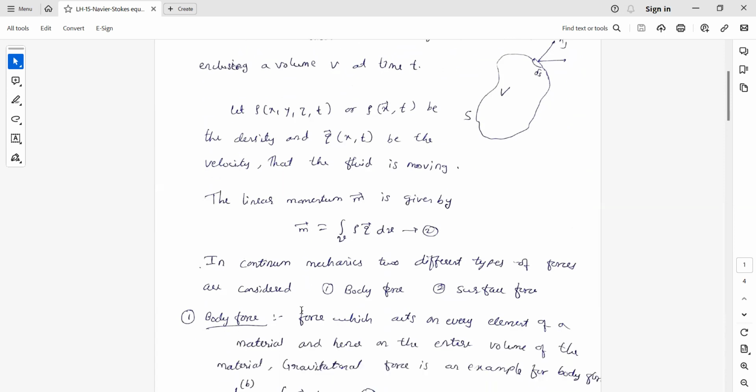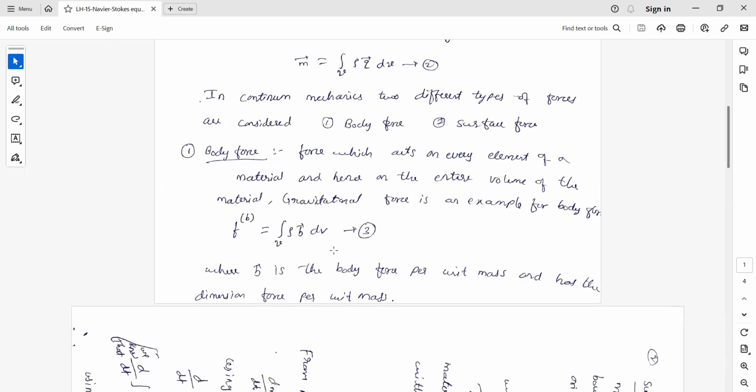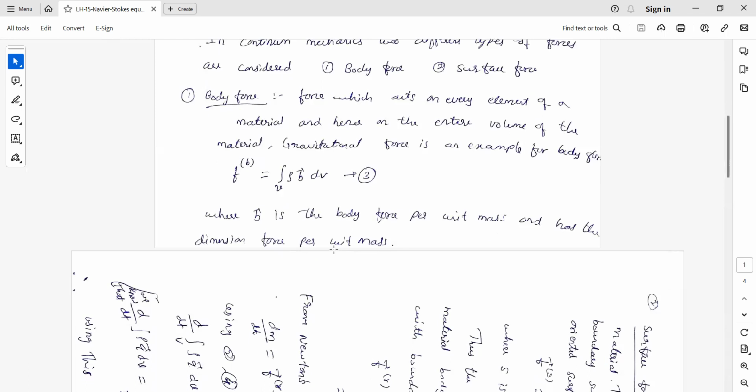Now, in continuum mechanics, two different types of forces act on a body: one is a body force and the other is a surface force. A body force is a force acting throughout the body, on every element of the material and hence on the entire volume. One of the best examples is the gravity force acting on our body. Mathematically we can write the body force as the integral over V of rho b dv, where b is the body force per unit mass.